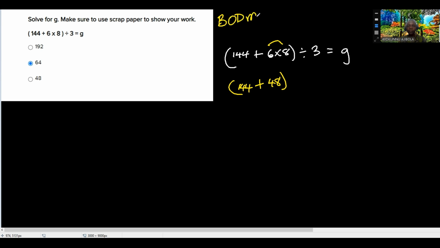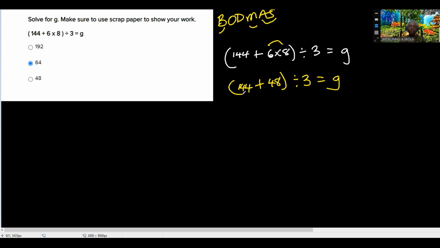Then we want to add it to 144 because BODMAS says multiplication comes before addition. So that means bracket first should be solved. That's why we're solving the bracket. But in the bracket too, when you meet multiplication, you do it before addition or subtraction. So that's why I multiplied first before adding. Because if you add first before multiplying, you get a different result, like 150 times 8, and that's going to give you a large number. So we have divided by 3 to give us G.